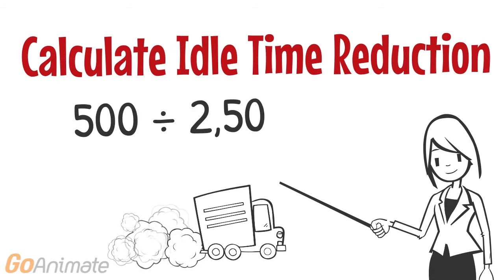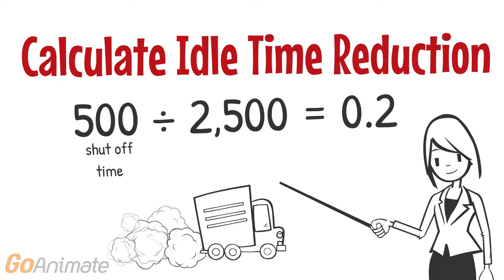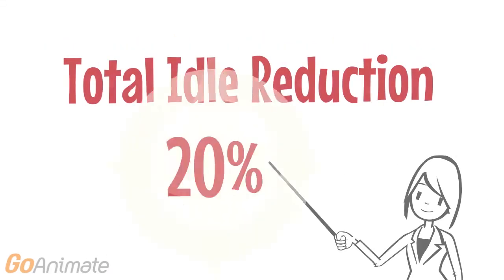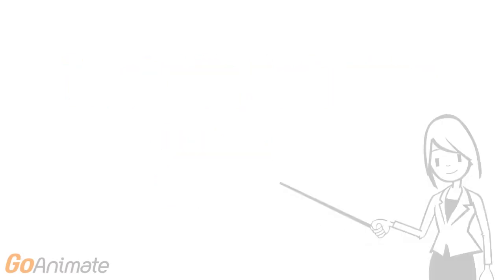To get the idle reduction percentage, you take 500, the number of hours the module shut off the engine, and divide it by 2,500, the total. You get 0.2, or 20% idle reduction.